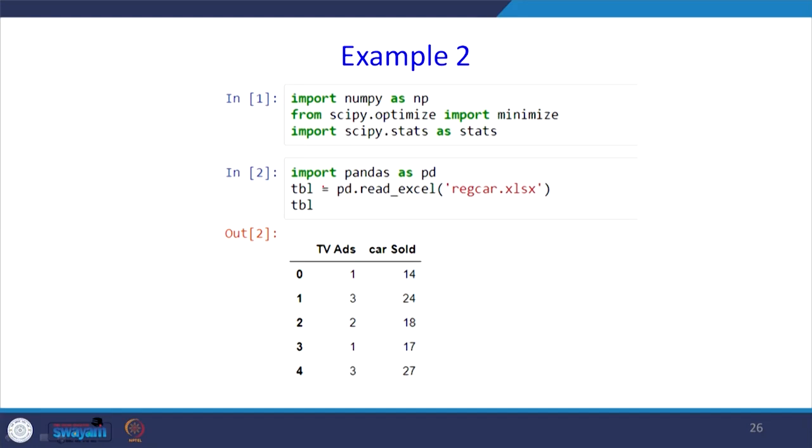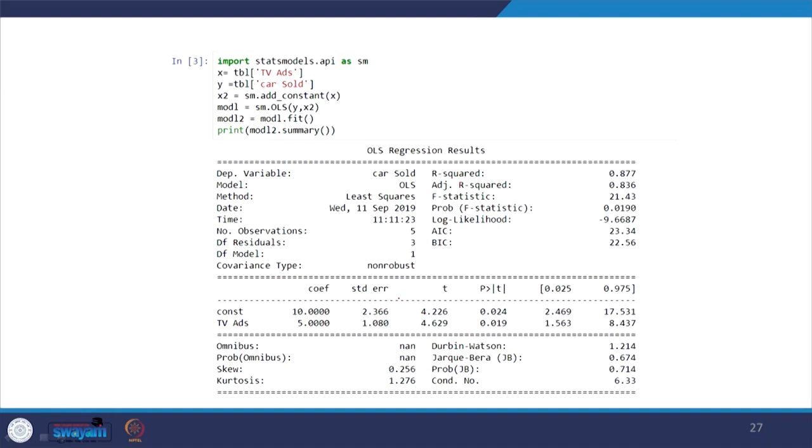I have imported the data; this was the TV ads and cars sold. When I run the ordinary least square method, we are getting this answer. What is this answer? Y equals 10 plus 5 TV ads. Here we can say x1 is the TV ads.